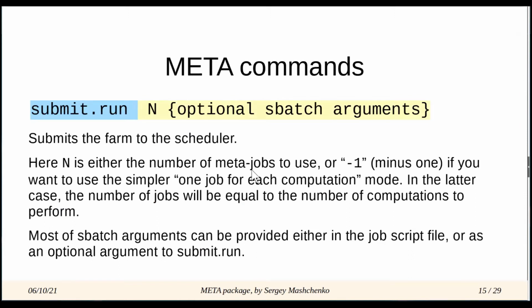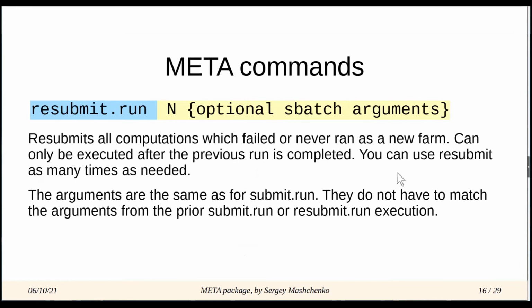So here's the list of the commands. The main one is submit.run. The only obligatory argument is the number of meta jobs, if it's a positive integer. And if it's -1, it's a simpler mode, one job for each computation. Be careful with this mode. It will literally submit as many jobs as there are lines on your list of things to compute. So this command submits the farm to the scheduler. You can also provide optional sbatch arguments here, but probably you would typically put them in a job script, as I will explain later.